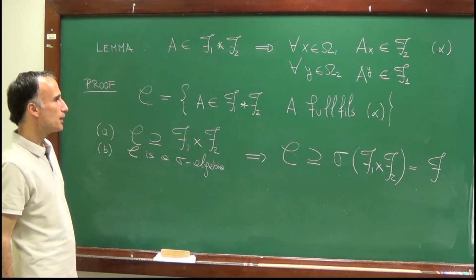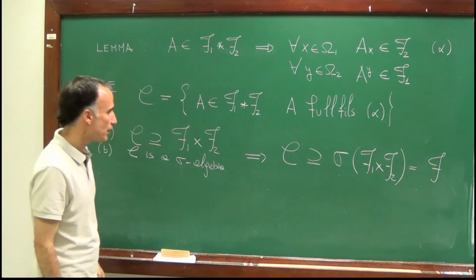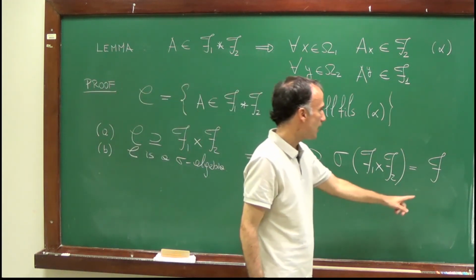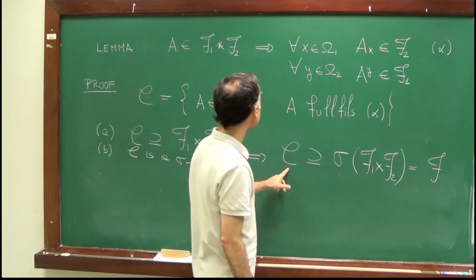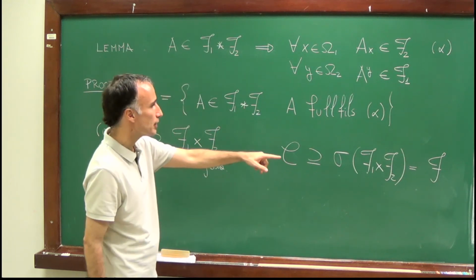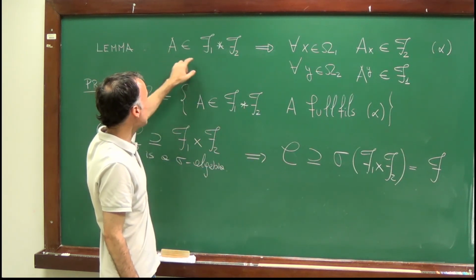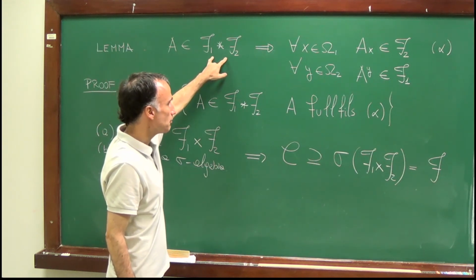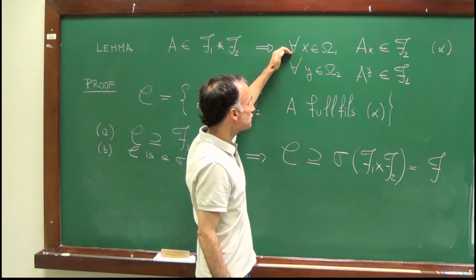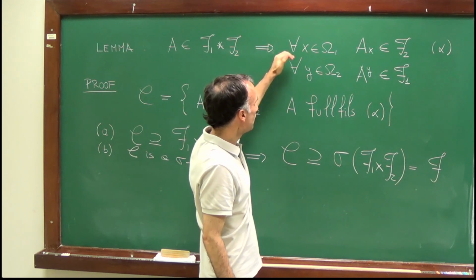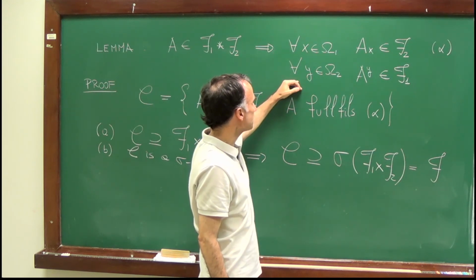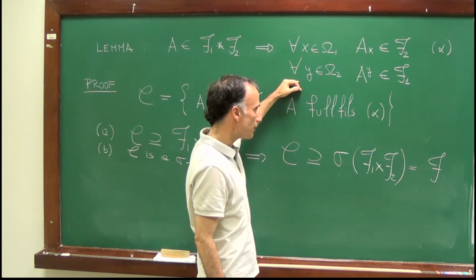But what we proved is that any element of A is in C, element of F is in C, and therefore if I take any set A in the product sigma algebra, it has to satisfy this property. And we can prove the second property exactly in the same way.